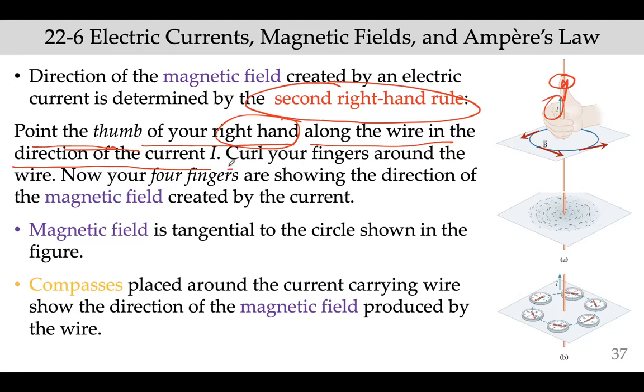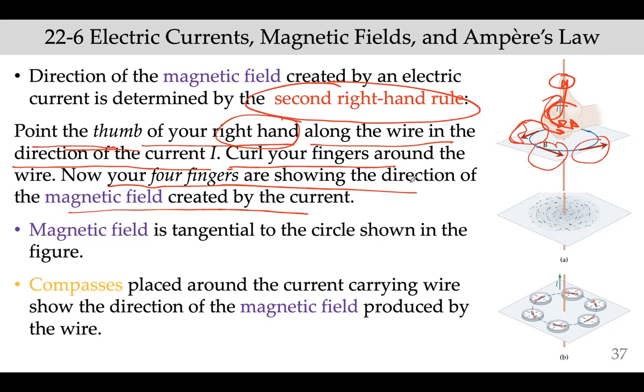Now, the second part of the procedure is to curl your fingers around the wire. Here you go. You curl your fingers around the wire. Now, your fingers are showing the direction of the magnetic field created by the current. So your fingers show this direction. The magnetic field lines are in this direction, which is shown here by these red vectors. So this is how you find the direction of the magnetic field by using your right-hand rule.